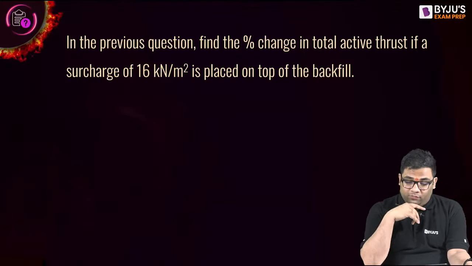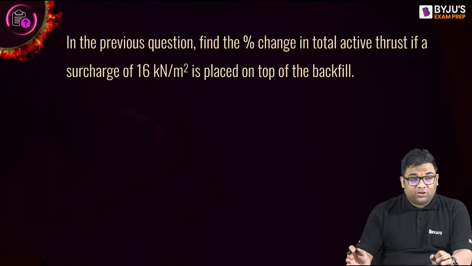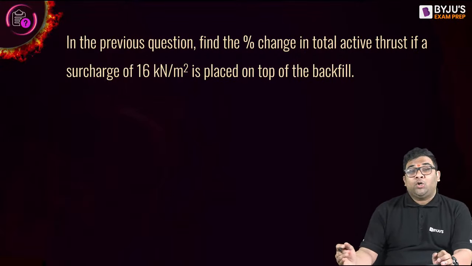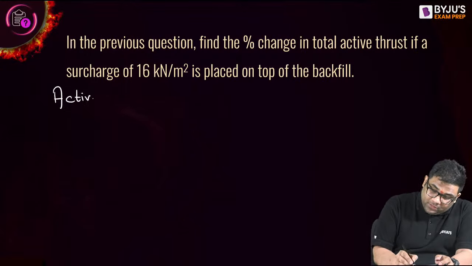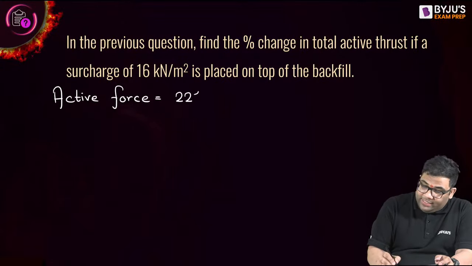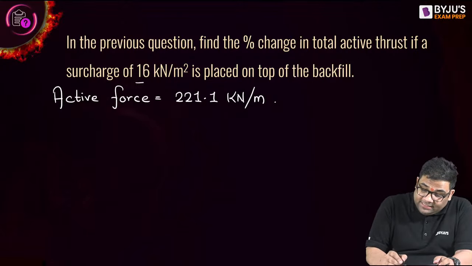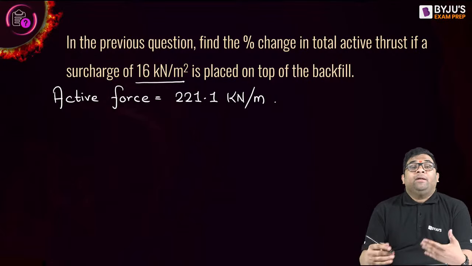Now let us go to question number 4. It is written, in the previous question, find the percentage change in total active thrust if a surcharge of 16 kilonewton per meter square is placed on the top of the backfill. We got the active force as 221.1 kilonewton per meter. Now if I place a surcharge of 16 kilonewton per meter square at the top of the backfill, how much will it increase?